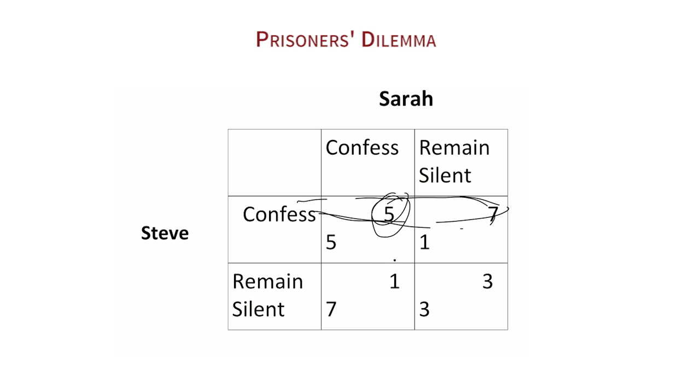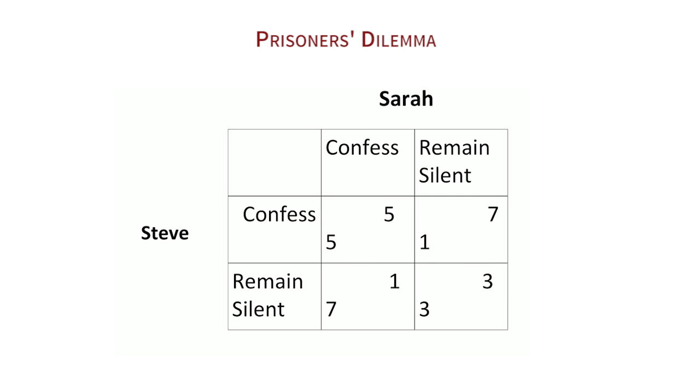If Steve remains silent, those are her two choices. And well, again, she should confess because she gets 1 year rather than 3 in that case. So Sarah's strategy is pretty clear. She should confess based on just this idea that she doesn't know exactly what Steve will do. And you can see the same thing is going to be happening for Steve as well.